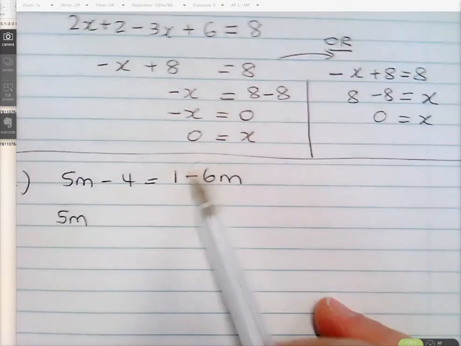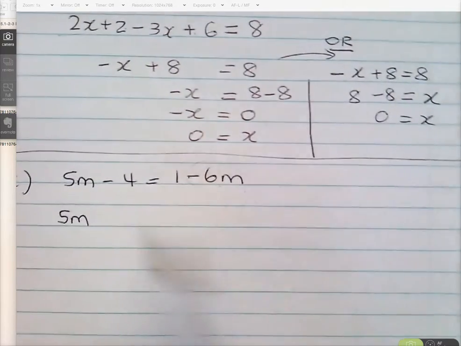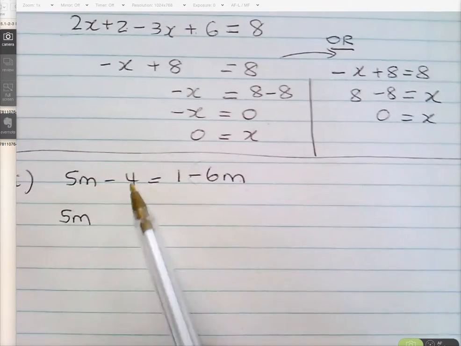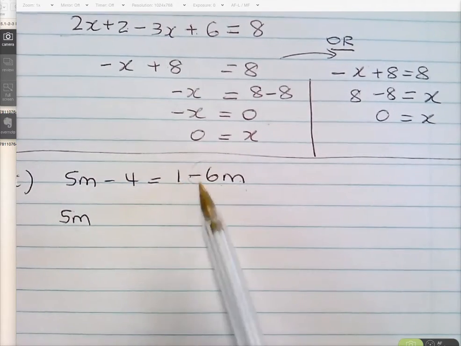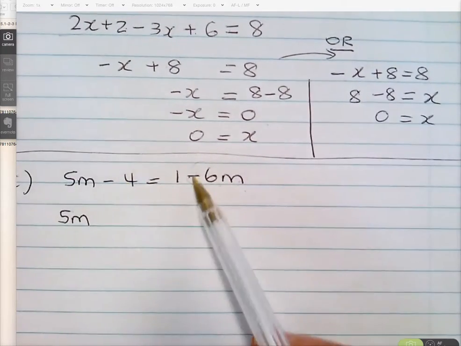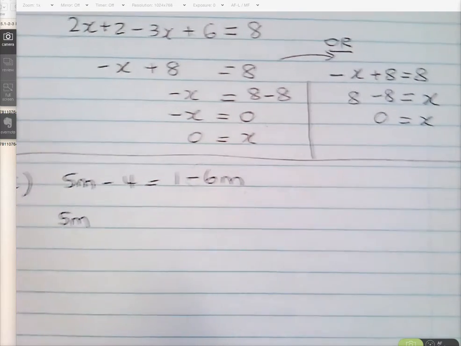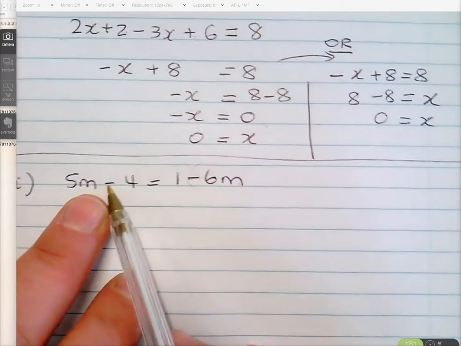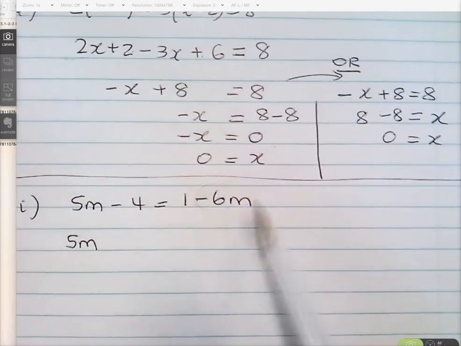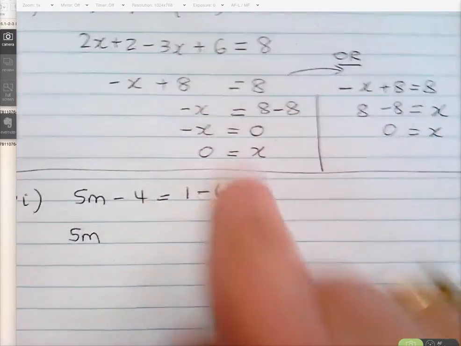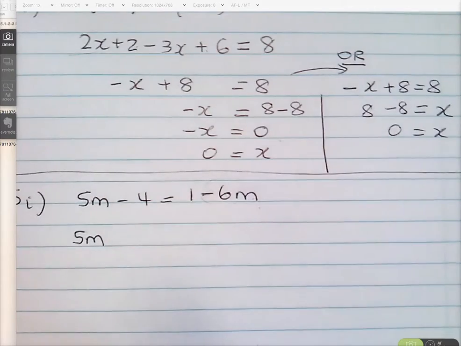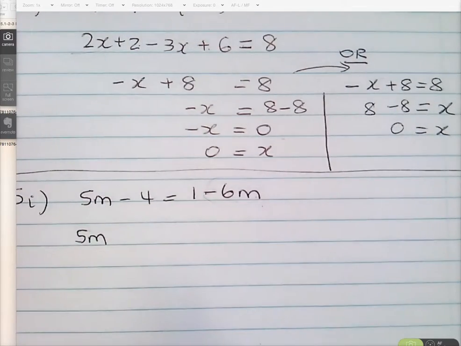If you're not sure sometimes whether you're adding or subtracting, I've got 1, 2, 3, 4 terms. I've got 5m, minus 4, 1, minus 6m. So I've got 4 terms. 5m is a term, the minus 4 is a term, 1 is a term, minus 6m is a term. Terms are separated by plus and minuses. So when you're picking up a term like that whole thing that's only attached with a plus or minus to something else and you pick it up and take it over, that's when you're adding and subtracting.